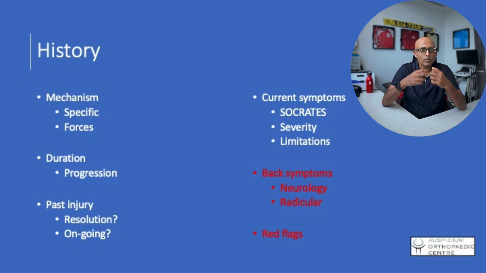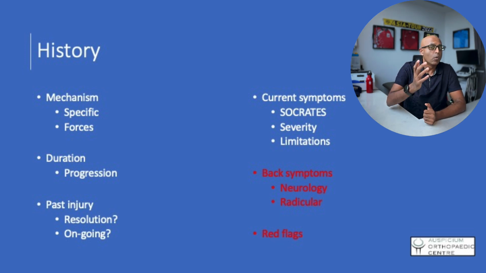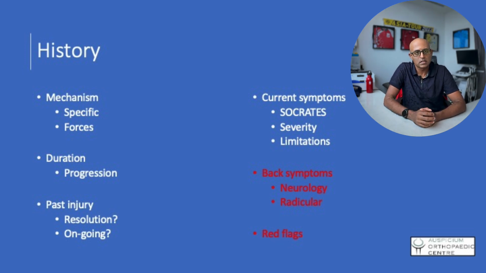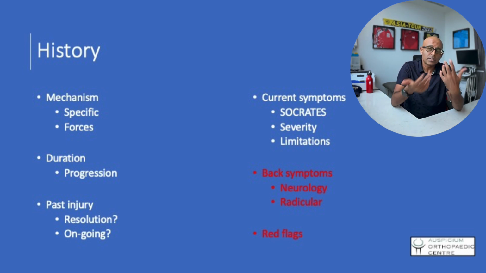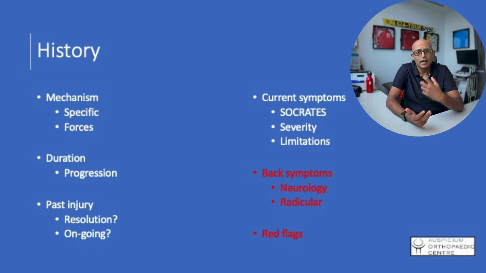Let's look at the history and identify what are the key factors that we need to be thinking about. First of all, was there a mechanism of injury that caused trauma and led to the symptoms, which is now what the patient is presenting with? What was the progression of the disease or injury? Was there any history of a past similar injury that could be a significant risk factor to them developing it again? This is particularly prevalent with the thigh and muscle strain.